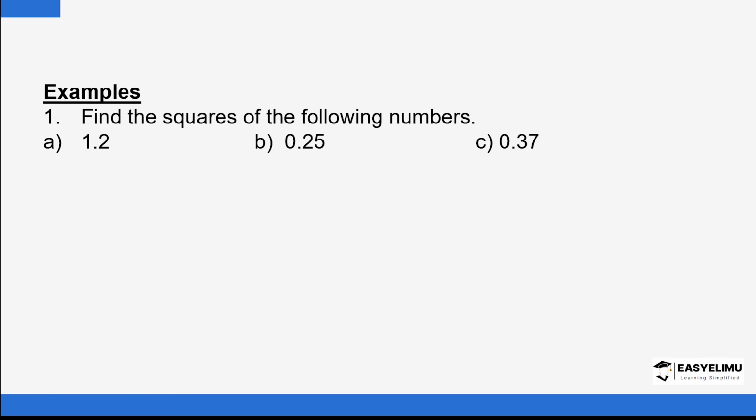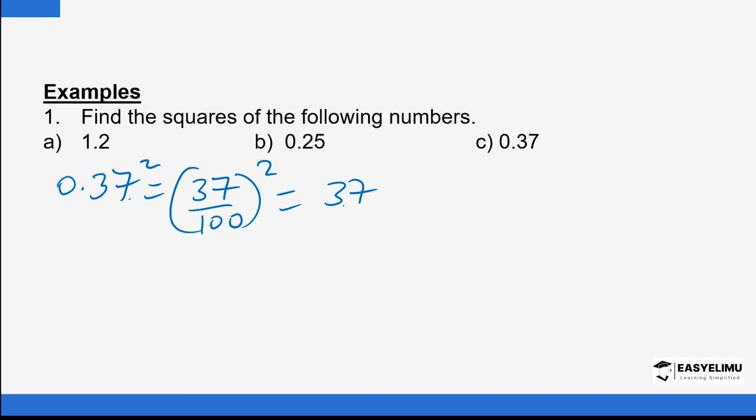Again, you have 0.37 squared. So this is going to be again 37 over 100. The number of decimal places here is 2, so you use 2 zeros here. Squared, which is 37 over 100 by 37 over 100. So again, 37 by 37.